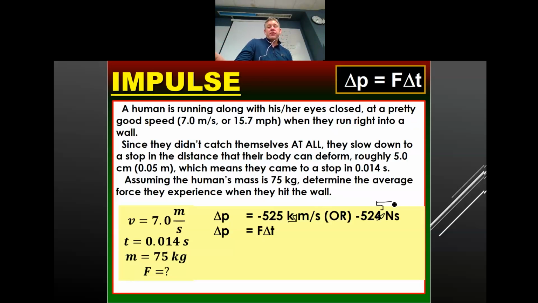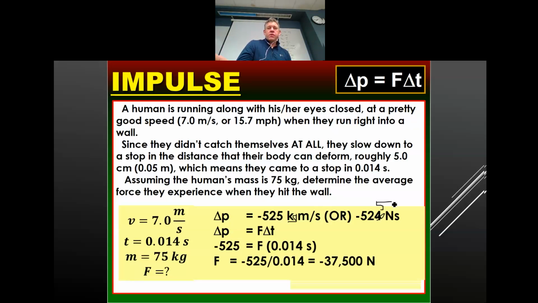So now that we know that that's our impulse, what we're able to say is the time it took for this thing to stop was 0.014 seconds. So -525 equals F times 0.014 seconds. Again, solve for F by dividing over the 0.014. And what we see is that's going to be -37,500.